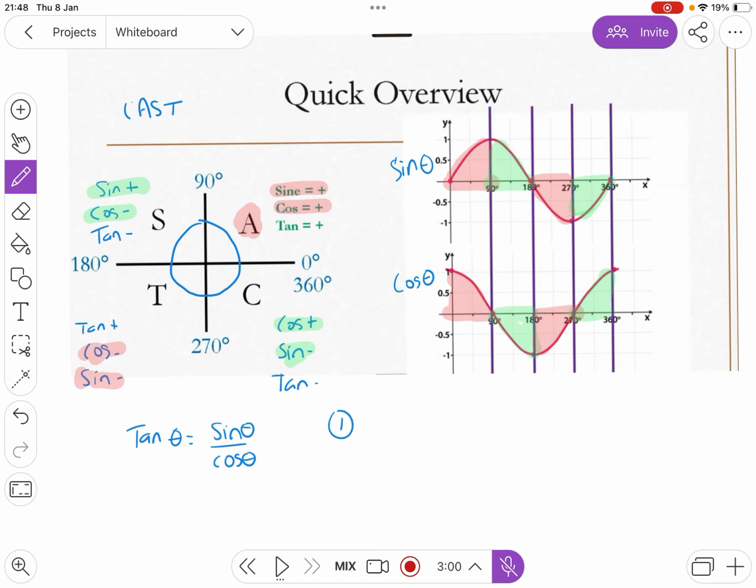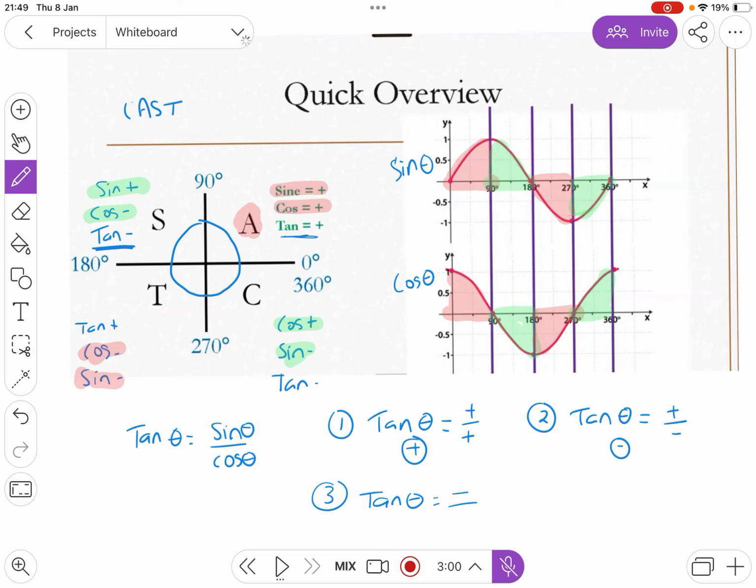So if I look at my quadrant 1, and I know that I'm looking for tan of the angle, I put sine of the angle over cos of the angle. Sine of the angle is a plus, cos of the angle is a plus, which means that tan will also be plus. For quadrant 2, tan of the angle will be sine over cos. That's going to be a plus sine and a minus cos, which gives me a minus then for my tan in the second quadrant.